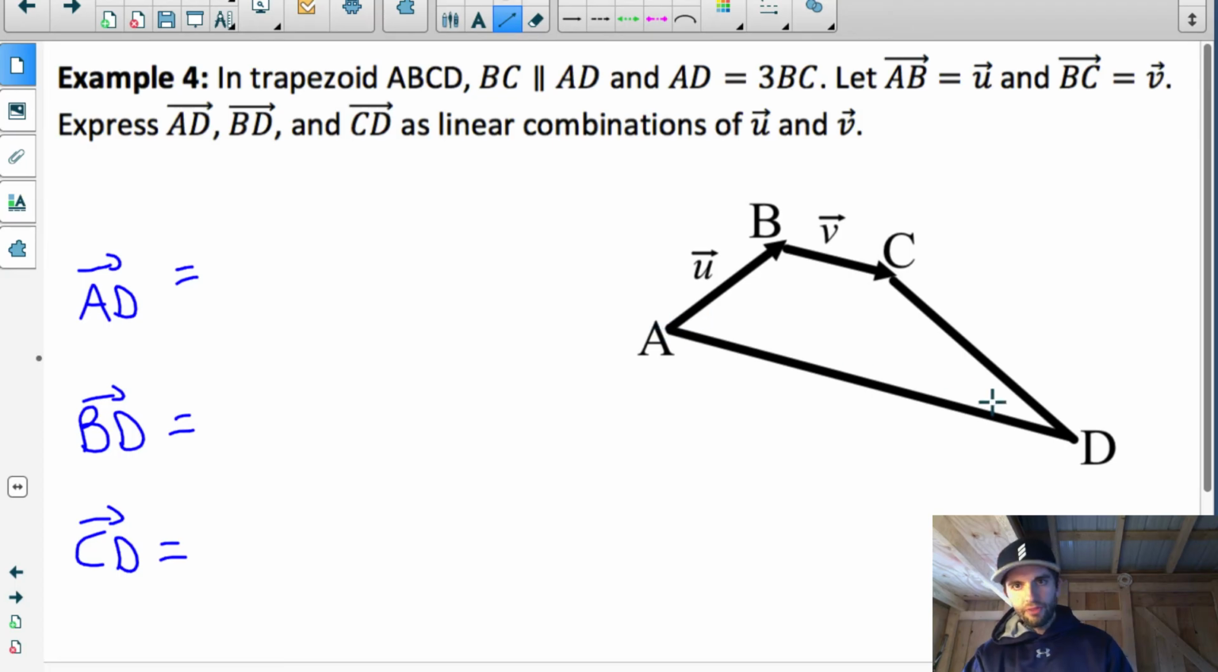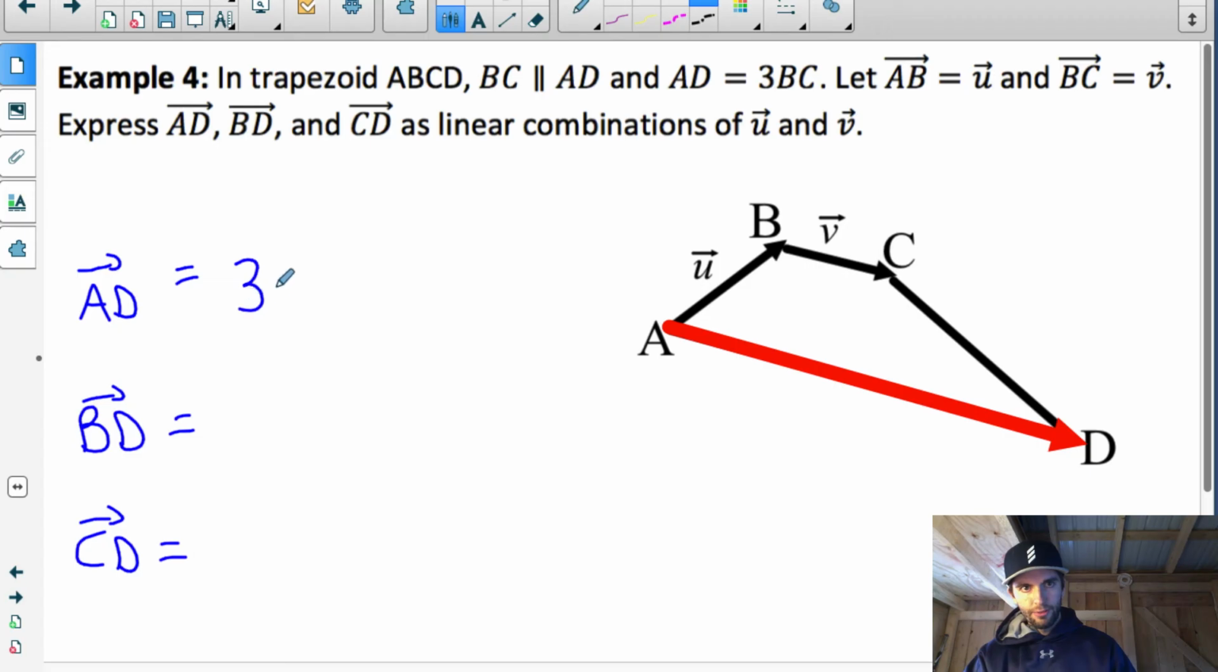If I want to describe this vector in terms of U and V, it tells us right here that this vector here is equal to 3 times the magnitude of this vector. So I could describe this vector right here as, since it's in the exact same direction as vector V, but with 3 times its magnitude, I could say that this one is equal to 3 times vector V. So this one here is 3 vector V.